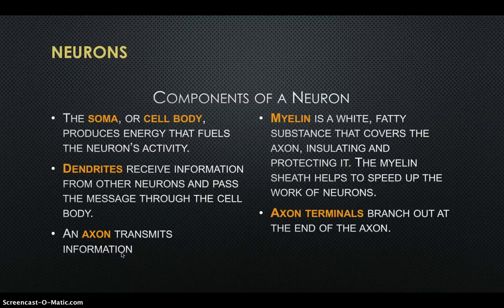What makes up a neuron? The soma or cell body produces energy that fuels the neuron's activity. Dendrites receive information from other neurons and pass the message through the cell body. An axon transmits information. Myelin is a white, fatty substance that covers the axon, insulating and protecting it. The myelin sheath helps to speed up the work of neurons. Axon terminals branch out at the end of the axon.